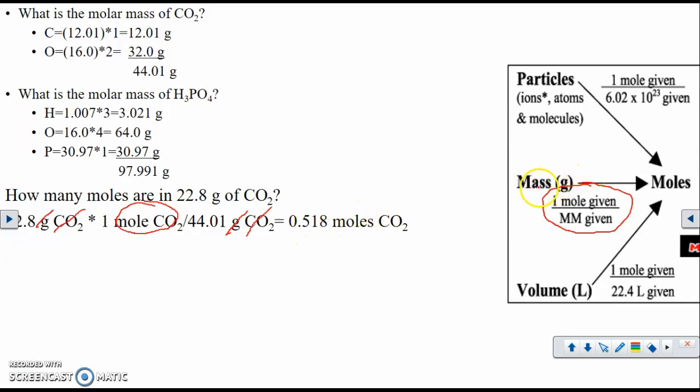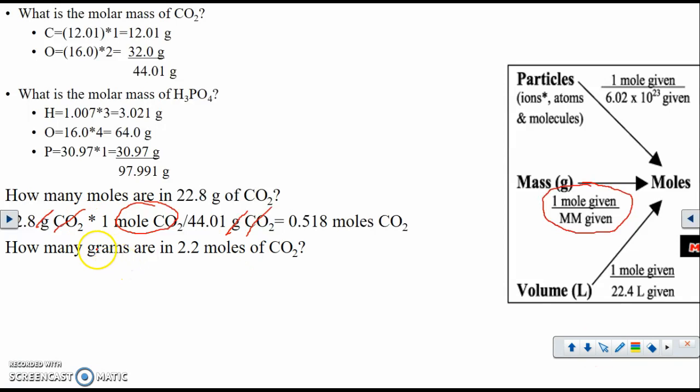So in this case, we went from mass. We identified where we're starting from and where we're ending. So from here to here, we use this relationship, which is the 1 mole over the molar mass. And the molar mass is calculated by going to the periodic table.